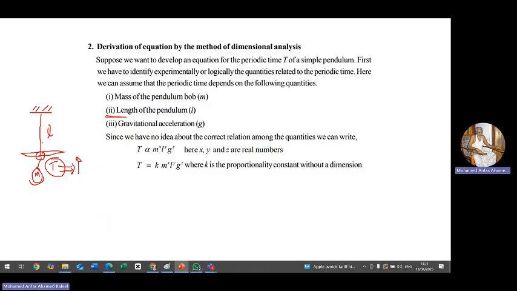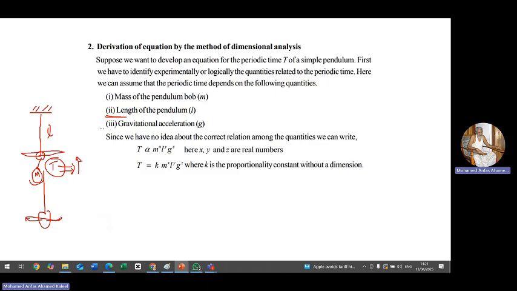If we extend this L farther out, what happens? The acceleration will act over a short distance, so the time taken for that distance will be much lower than for the short-length pendulum. So the third one is gravitational acceleration. Gravitational acceleration also has an impact on this periodic time.